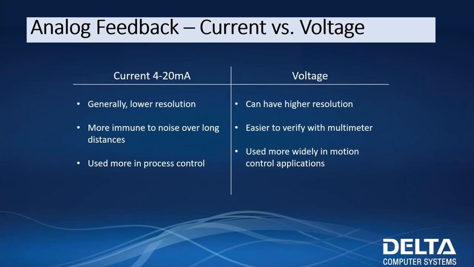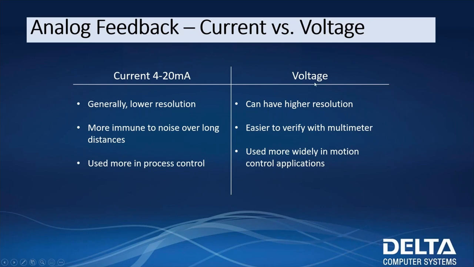So your 2 options with analog feedback are current or voltage, and there's pros and cons to both. Generally, current is going to be lower resolution, not always, but generally that's kind of more what we've seen. It's more immune to noise over long distances, and it's used more in process control, generally speaking, than motion control. Voltage can have higher resolution, is easier to verify with a multimeter, and is used more widely in motion control applications.